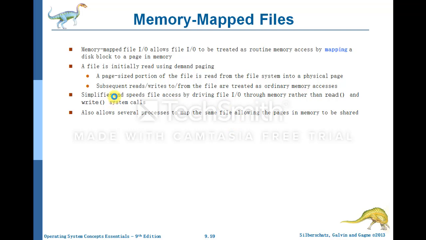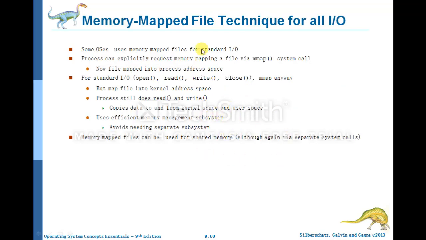I will show you a graph later on how memory mapped files work. Some operating systems use memory mapped files for standard input and output. A process can explicitly request memory mapping a file via the memory map system call. Now the file is mapped into the process address space. For standard input and output, open, read, write, close, memory map anyway, but map the file into kernel address space. The process still does read and write, copying data to and from kernel space and user space. It uses the efficient memory management subsystem and avoids needing a separate subsystem. Memory mapped files can be used for shared memory, although again via separate system calls.